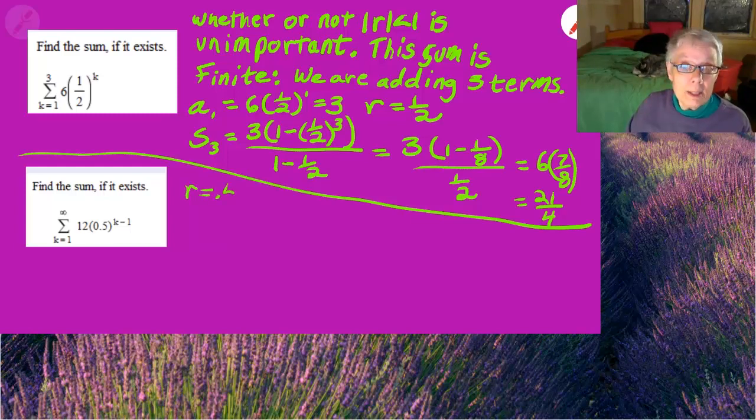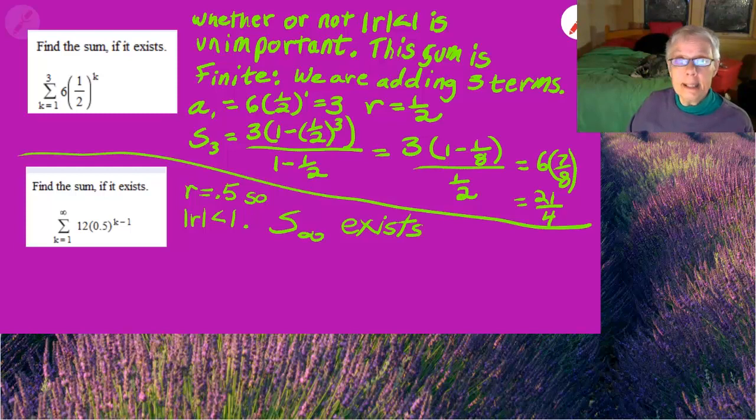Now, with the second one, r is going to be 0.5, so the absolute value of r will be less than 1. Notice this is an infinite sum, so we have to check that first. Yes, the infinite sum will exist, so let's do it.